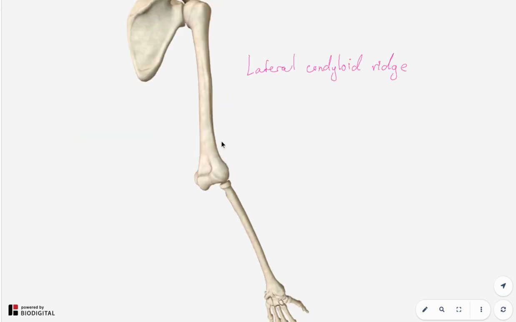And then the last thing is the lateral condyloid ridge. So this is the lateral condyle, and this ridge right up here, you can kind of see, is the lateral condyloid ridge. And like any ridge, it serves primarily as a place of attachment for muscles.